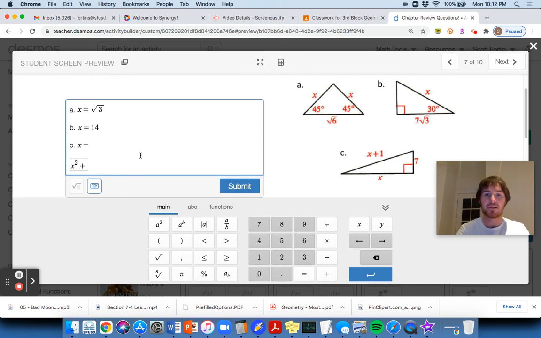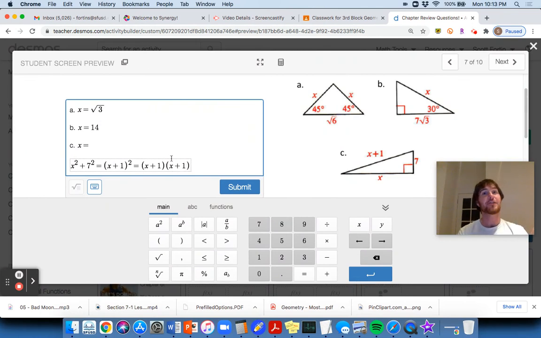So x squared plus 7 squared, that's 49, is equal to x plus 1 squared, okay? Remember, x plus 1 squared is a little bit more confusing than what meets the eye, because x plus 1 squared isn't x squared plus 1 squared. It's not just x squared plus 1. X plus 1 squared is the same as x plus 1 times x plus 1. It's the whole binomial times itself.